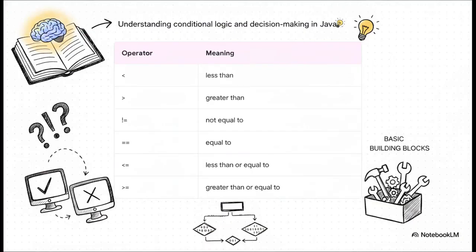Now, the thing is, computers aren't great at nuance. They need exact mathematical comparisons to figure out if something is true or false. So here are your 6 essential comparison operators in Java. You've got less than, greater than, the exclamation point equals, which is just a fancy way of saying not equal to, the double equals for exactly equal to, and of course, your less than or equal to and greater than or equal to symbols. These are basically your building blocks. You'll use these all the time to ask the computer a definitive yes or no question.